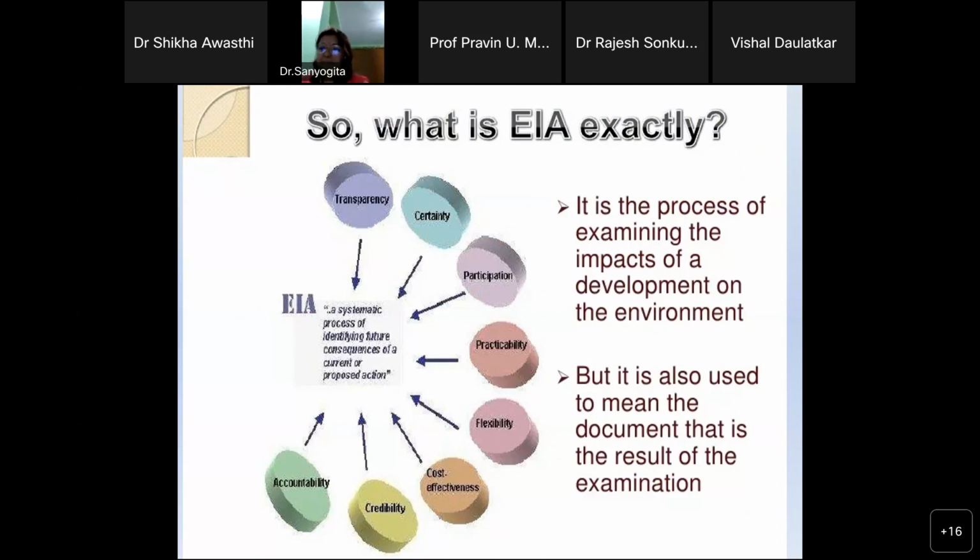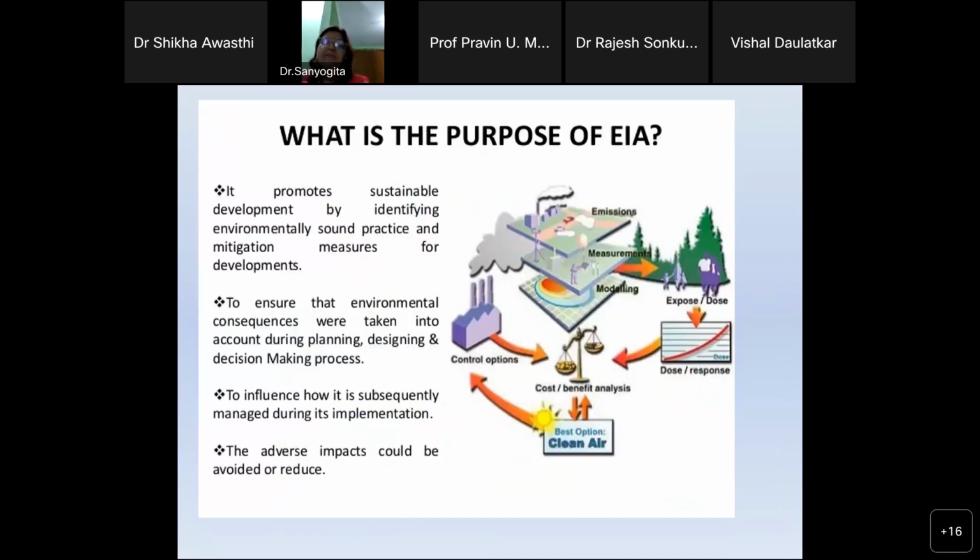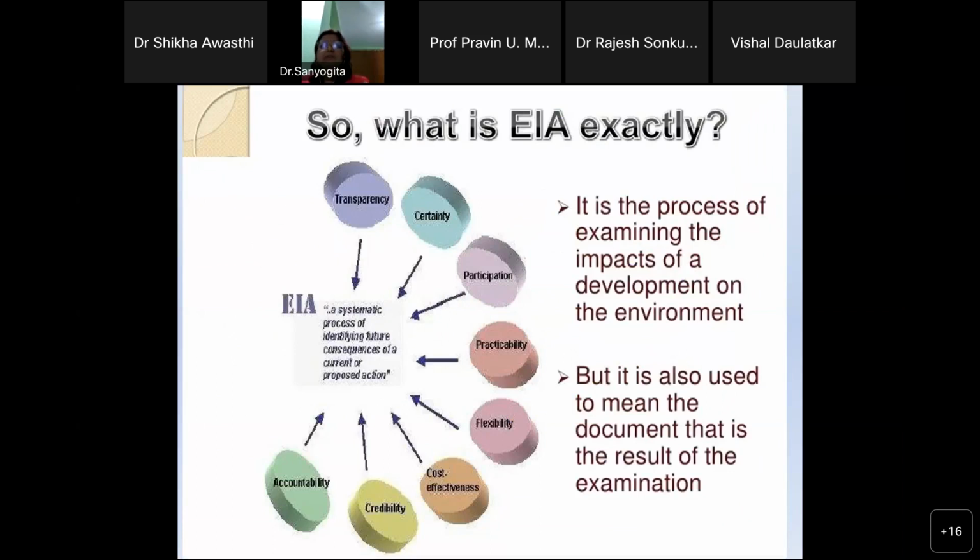Practical aspects have been given. Flexibility is there so that the negative can be converted into the positive. No doubt it should be cost effective, that is the major part. So it deals with cost effectiveness. It has accountability and credibility, as it was proposed and carried out earlier by the government institute. So what is the purpose?